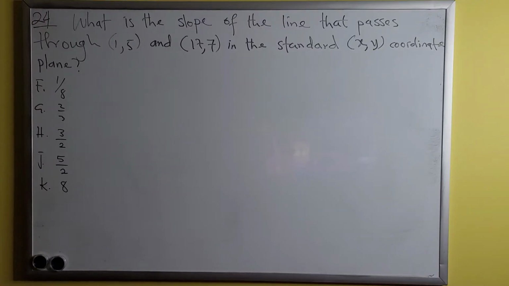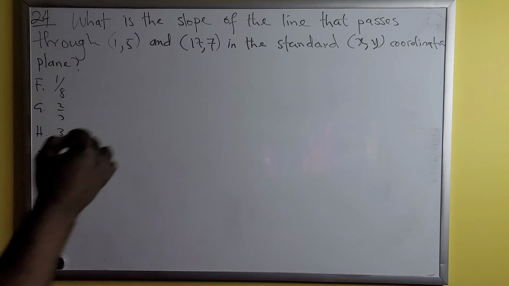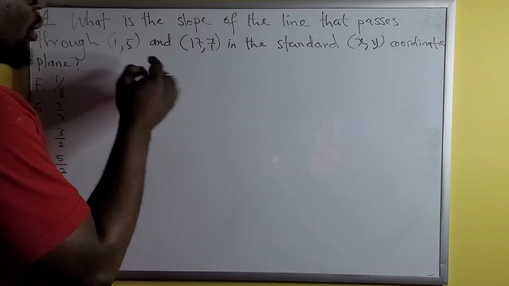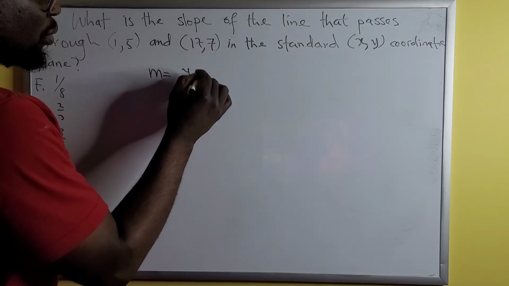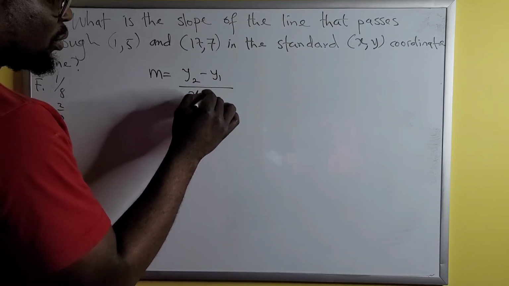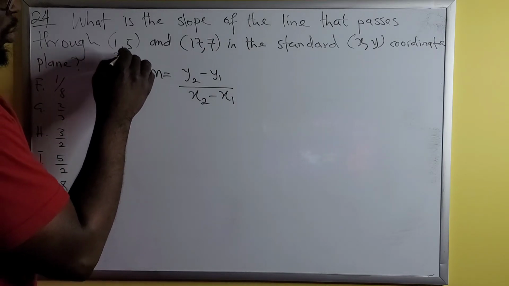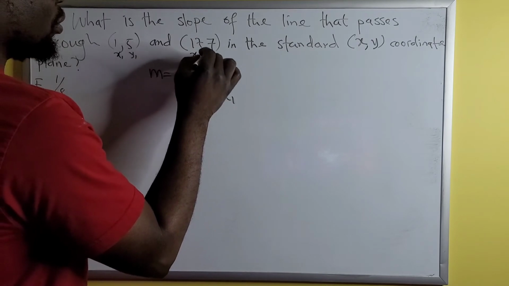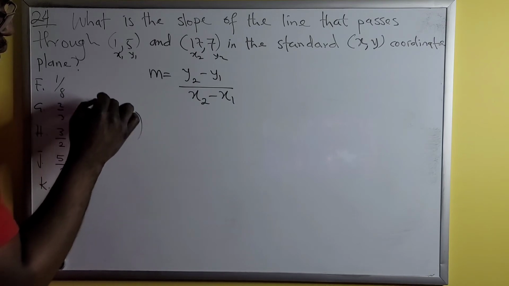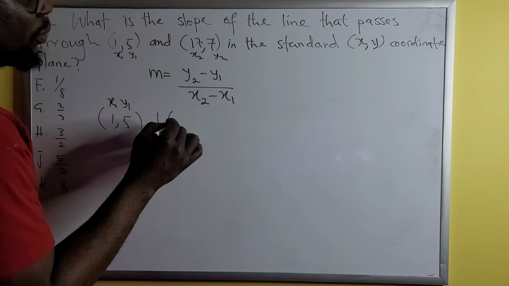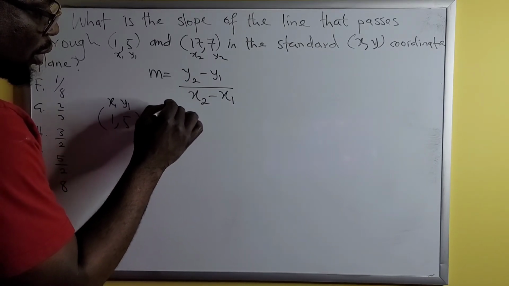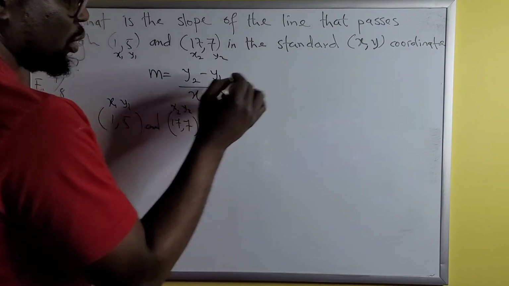Question 24 says, what is the slope of the line that passes through (1, 5) and (17, 7) in the standard xy coordinate plane? So this one, you just have to remember your formula that slope, when you have two coordinates like that, is y2 minus y1 divided by x2 minus x1. Again, we're going to use the same formula like we did the last time. This is going to be x1, y1, and this is going to be x2, y2. So you have (1, 5) as x1, y1, and you have (17, 7) as x2, y2. So all you gotta do now is plug in your numbers to solve this equation.